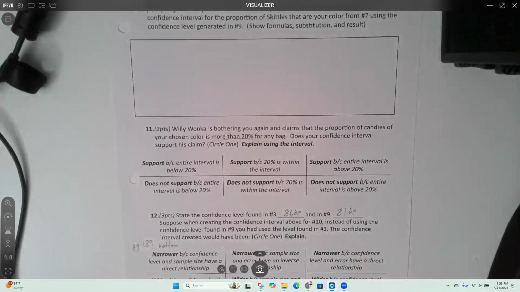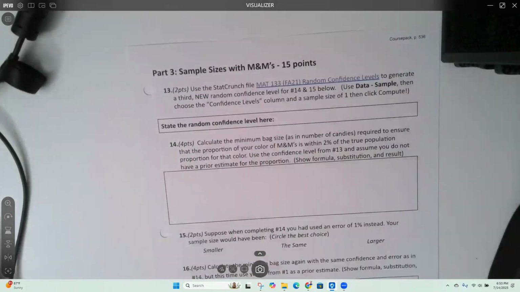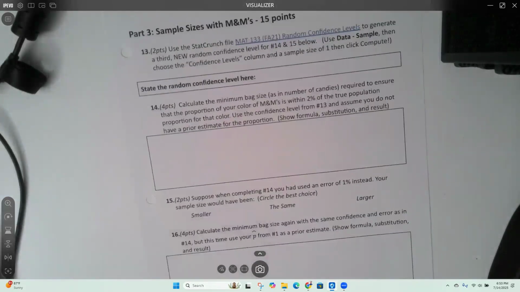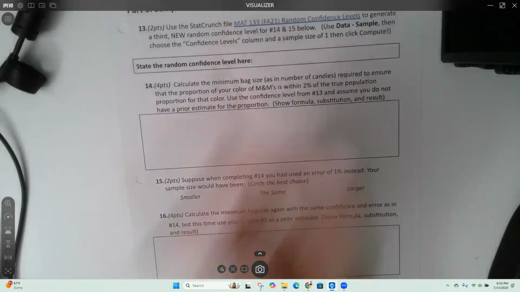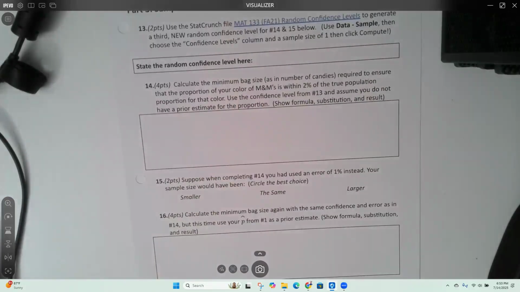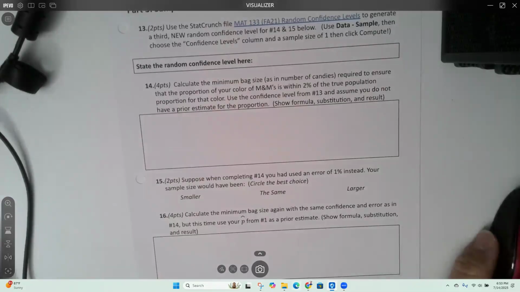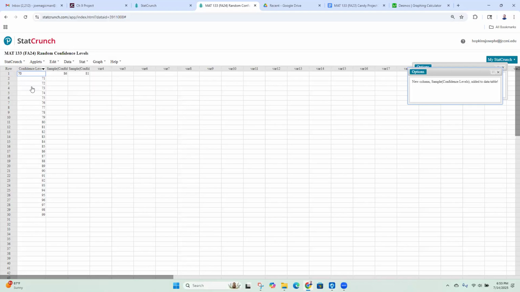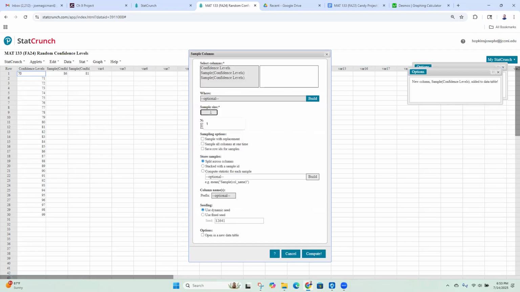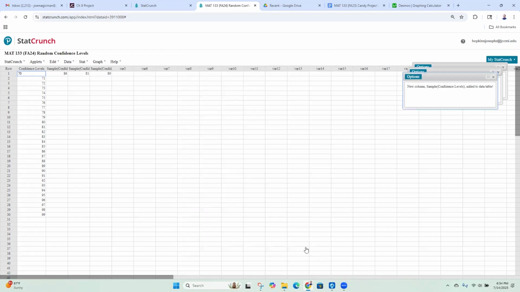All right. One last page, and then we will jump in and actually finish this project tonight. So back to M&Ms. We're going to use StatCrunch to get another random confidence level. We'll do that back over here. Same thing: Data, Sample, select confidence levels, sample size of 1. And this time I got 89%.